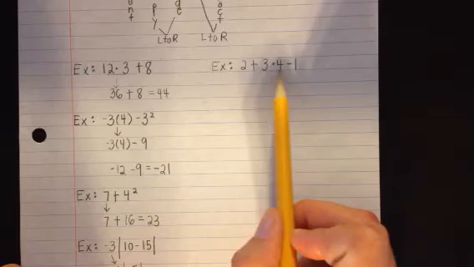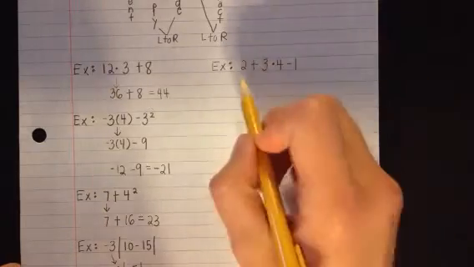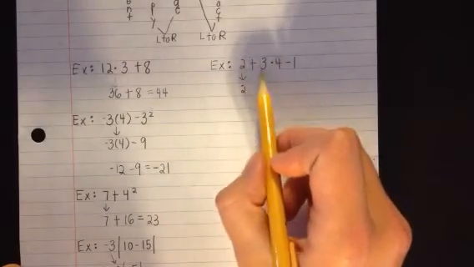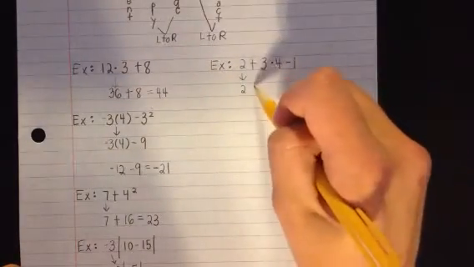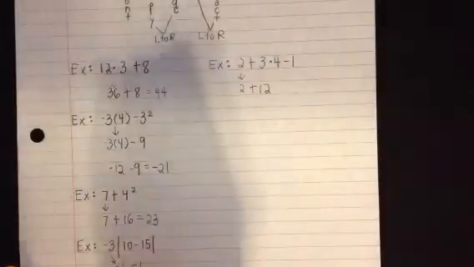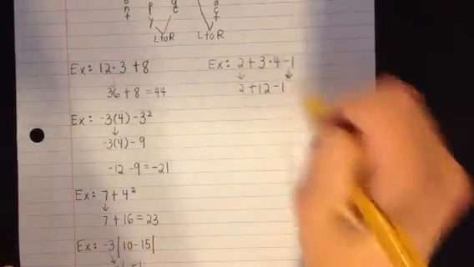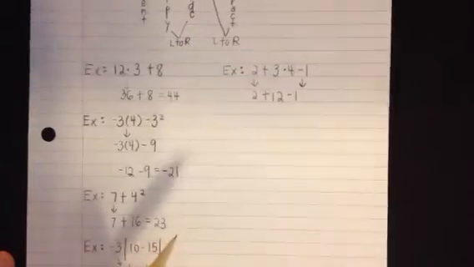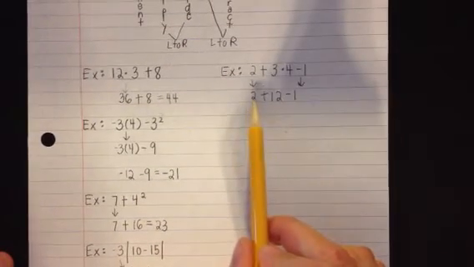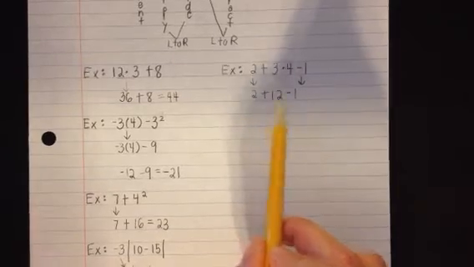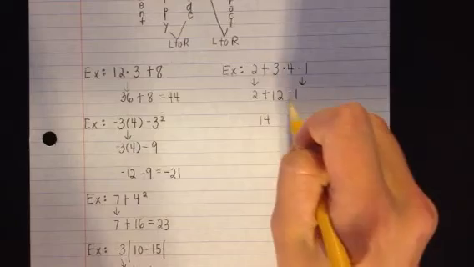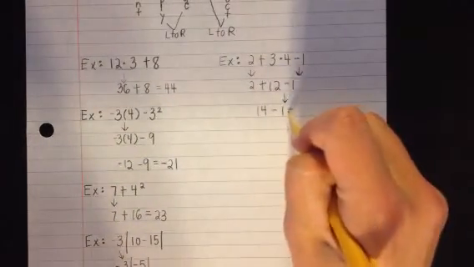The multiply is the 3 times the 4, so I'm going to drag down the 2, perform 3 times 4, positive 3 times positive 4 is positive 12, drag down the -1. All right, so now since we've got add and subtract left, remember we read that left to right. So from left to right, we're going to do 2 plus 12. 2 plus 12 is 14. Drag down the -1. 14 minus 1 is 13.